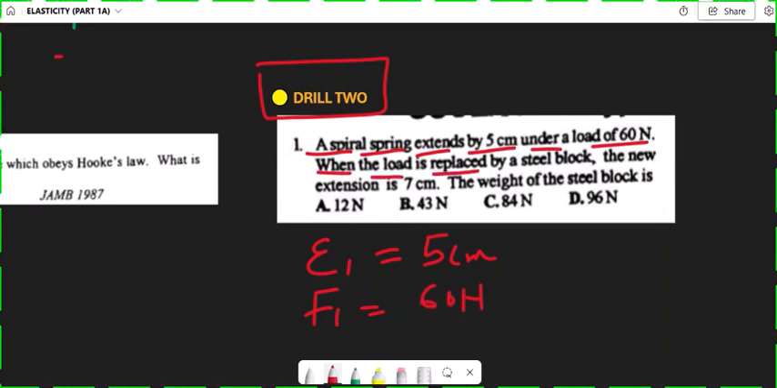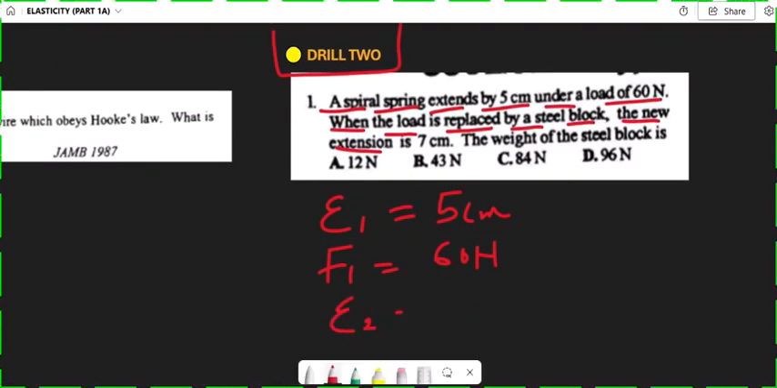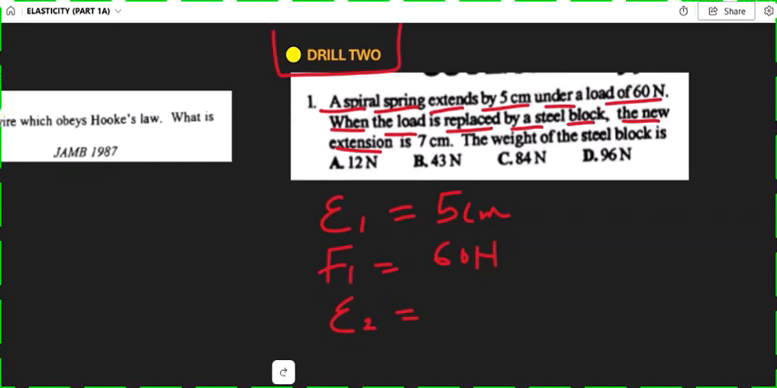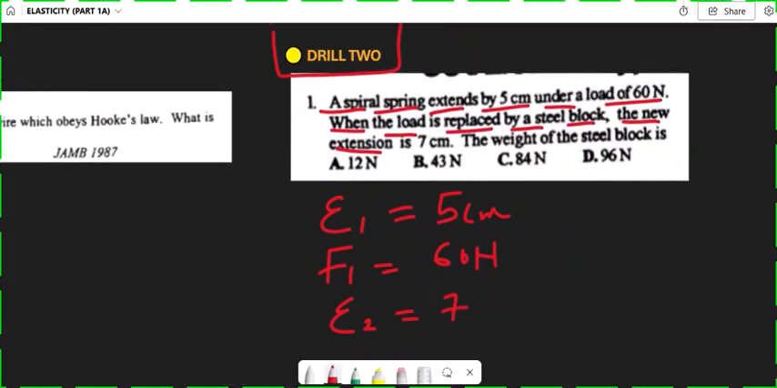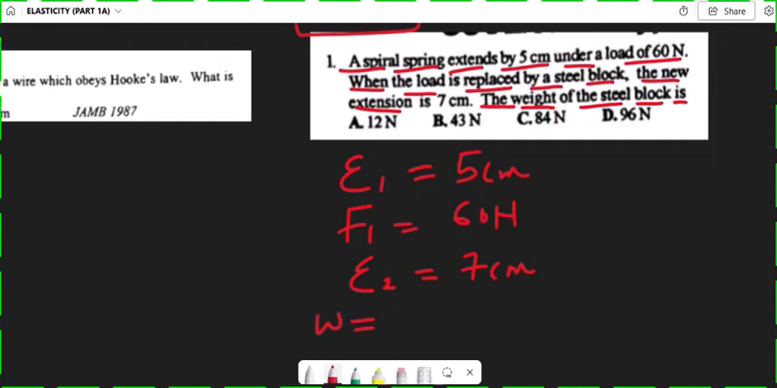When the load is replaced by a steel block, the new extension, as you can see, we are given the new extension. Let's call that one our E2. The new extension is 7 centimeter. It has also the weight of the steel block, which is W, and now your weight is also measured in newton. So that's still defined as the force. I'll call this one F2, and that's the question you have to find.